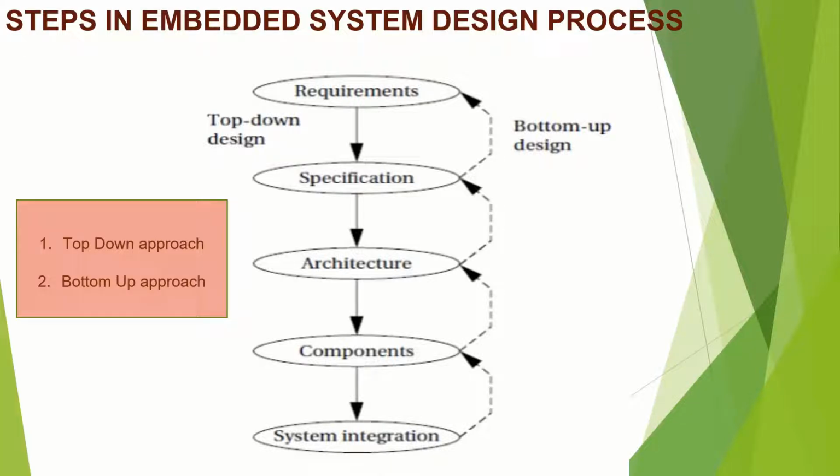the second step is specification, followed by we have architecture, the next step is components, and the last step is system integration. We have two approaches. One is top-down approach in which the design will be from requirement to system integration, which will begin with the most abstract description of the system and conclude with concrete details. The next one is the bottom-up approach in which we will start the design with components to build a system. That is the reverse manner of top-down approach.